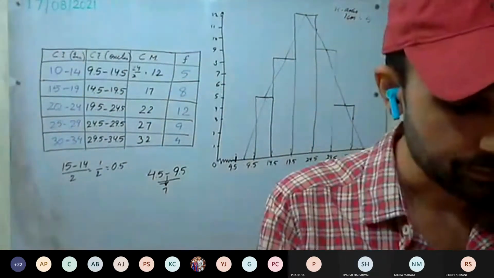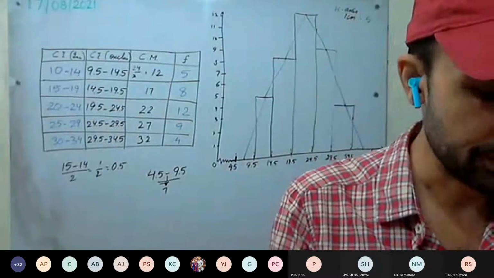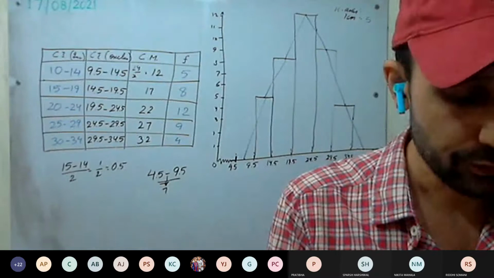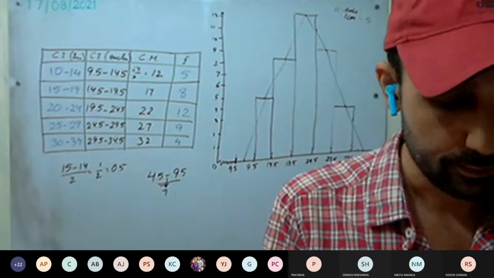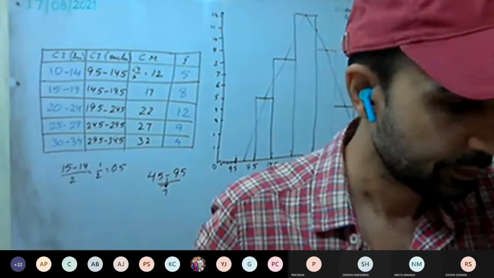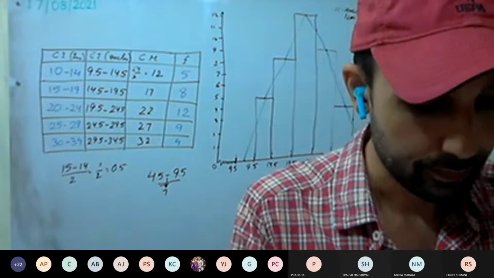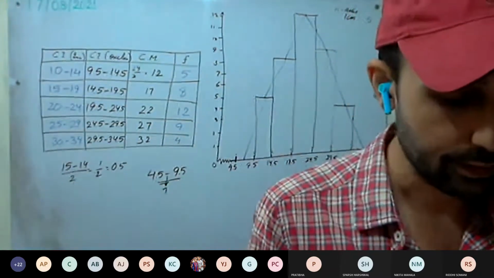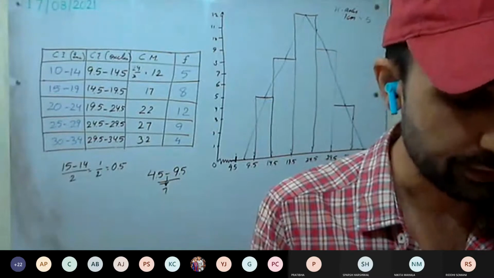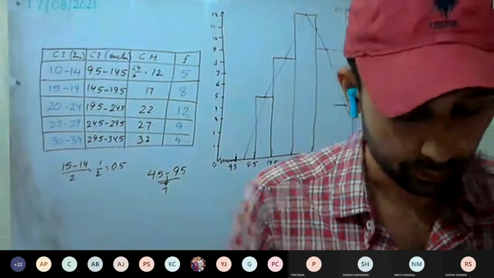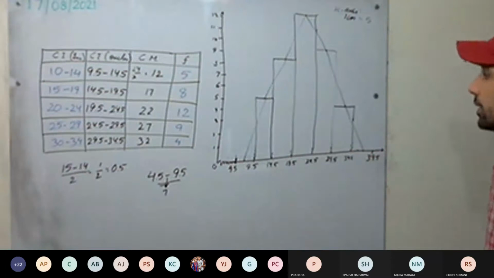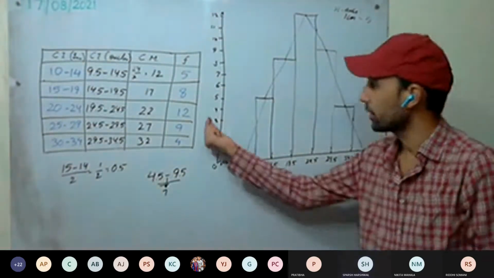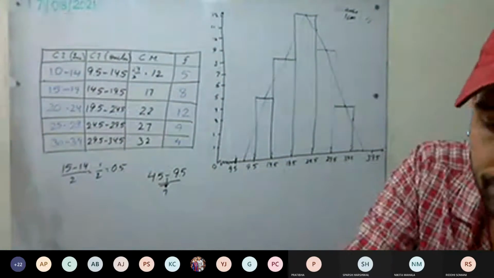Everyone try the fourth one. Draw a frequency polygon for this distribution. Draw it. Let's draw without drawing the histogram, because we have to draw the frequency polygon only. Here you have to write class intervals, here frequency.